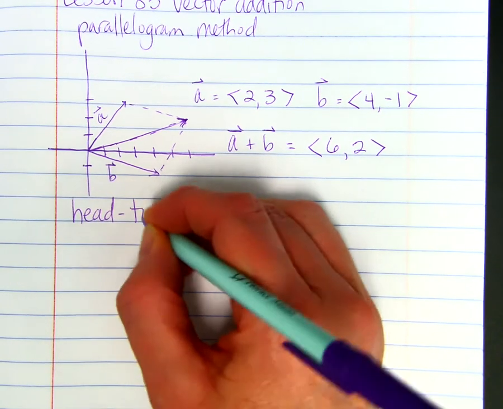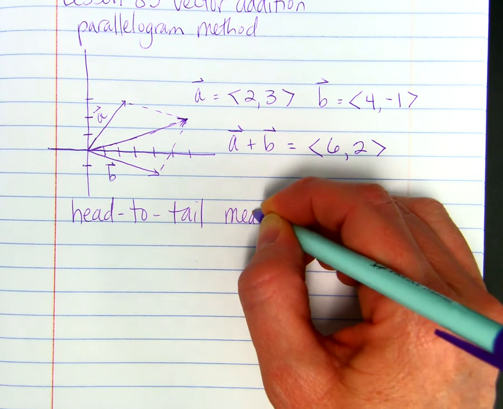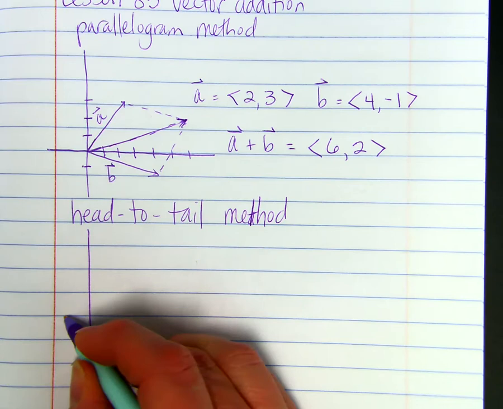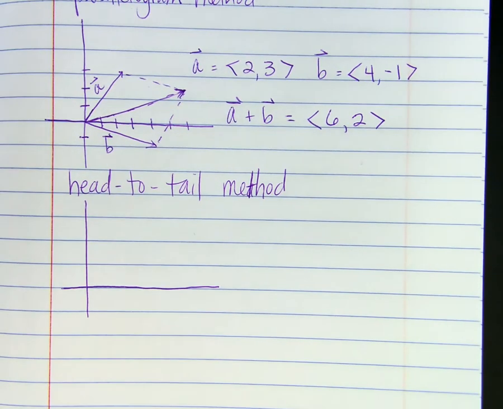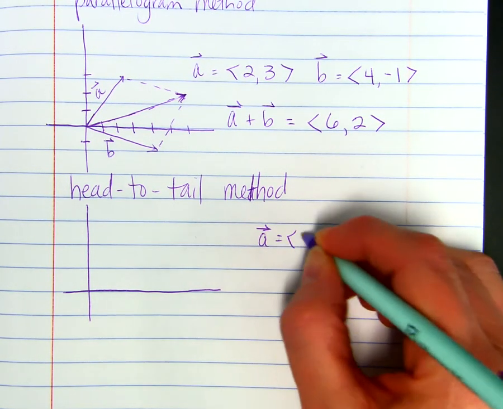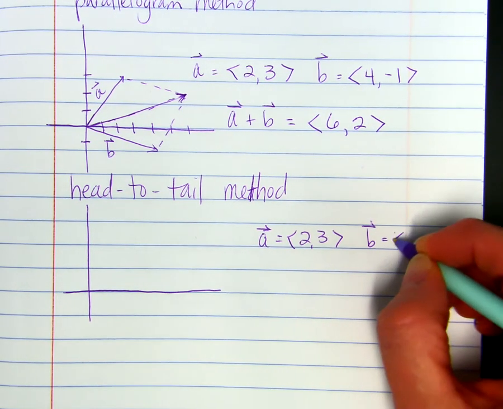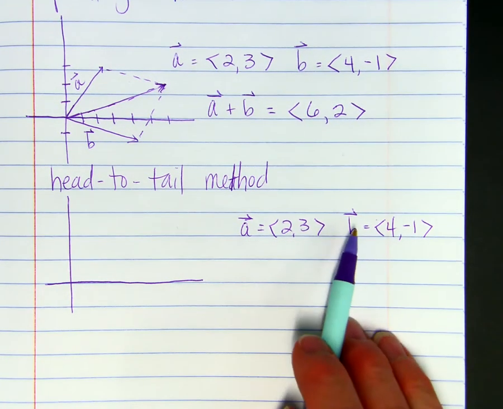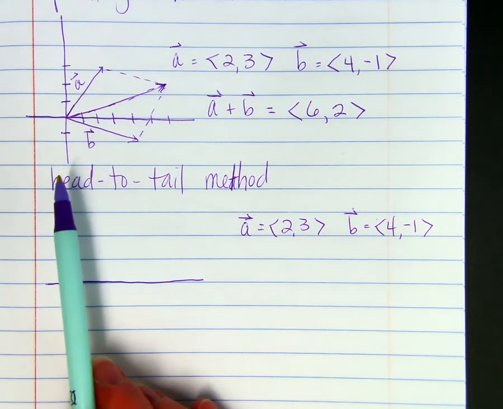That's a good question. There's a head to tail method. So we're going to have our same vectors where A is 2, 3, and B is 4, -1. And instead of putting B starting at the origin, we're going to start it at the end of vector A.